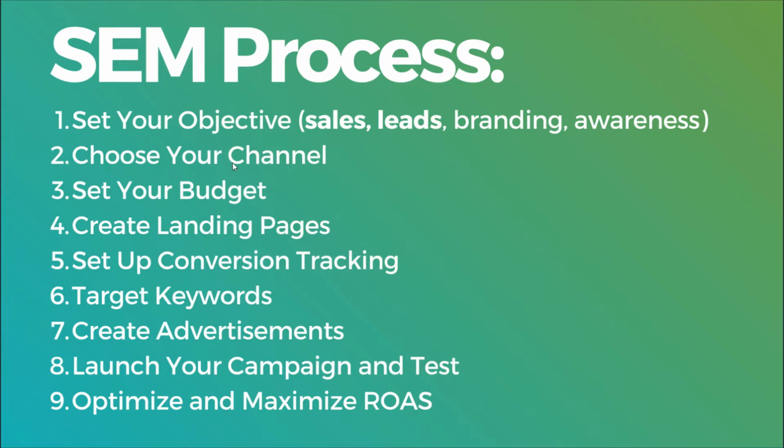Choose your channel. Basically, Google Ads is where I would always start when it comes to search engine marketing. Set your budget. So just set whatever your monthly budget is and bring it down to whatever that is per day. So you want to set that daily budget. It's very easy to control your budget with search engine marketing ads. You can pause at any time. You can increase budgets. You can decrease budgets. So depending on the results you're seeing, you have a lot of options when it comes to budgeting.